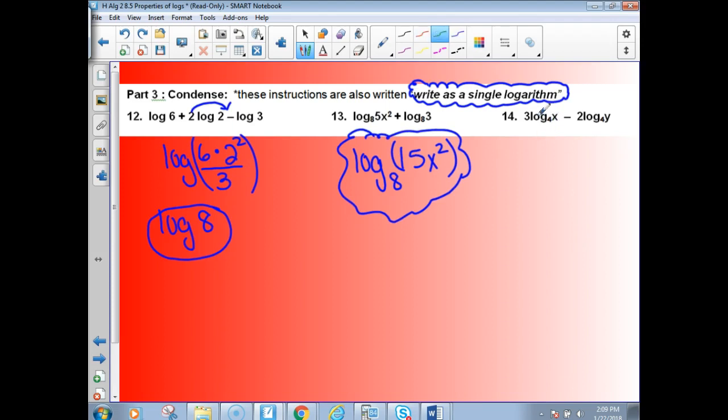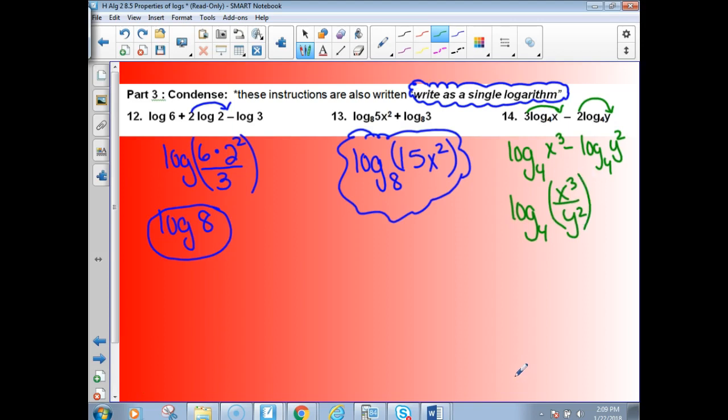The next one, we're going to put the 3 back on as an exponent on the x and the 2 back on as an exponent to the y. So I've got log in base 4 of x to the third minus the log in base 4 of y to the second. And then you could have done this all at once if you're already understanding this well. We want to rewrite it as division. So the log in base 4 of x to the third over y to the second, and then we should put parentheses around that.